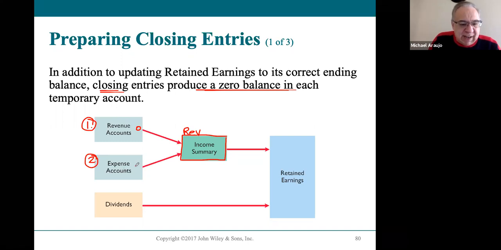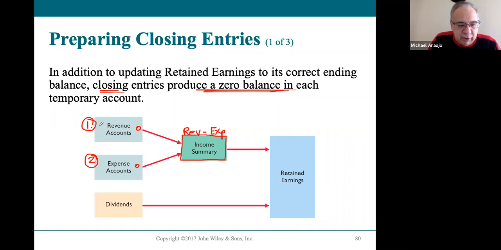Okay, expense accounts, every single one of them also need to be zero. And how do you produce a zero balance in an expense account? Well, expenses have their balances sitting in the debit side of the account, right? So we will credit every single individual expense account, and we're going to move those expenses over to income summary temporarily.